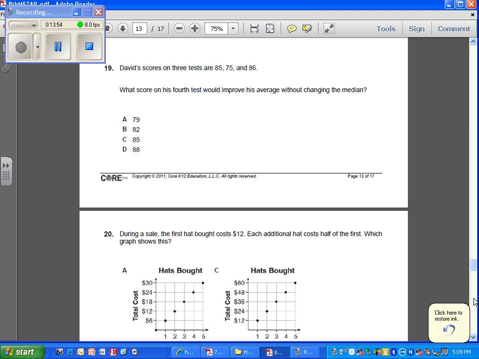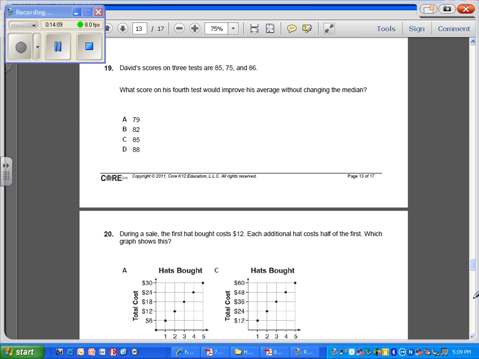All right, number 19, David's scores on 3 tests are 85, 75, and 86. What score on his 4th test would improve his average without changing the median? So keep that in mind. Median doesn't change, but would improve his average. So let's see, what's his median now? 85 is his median, so if we're adding another one, we have to stick with that 85, so it doesn't change the median.